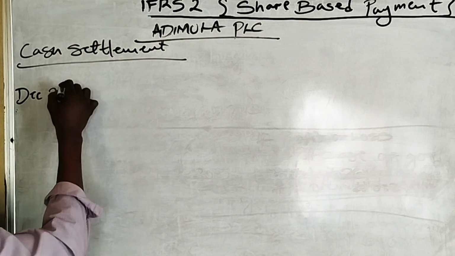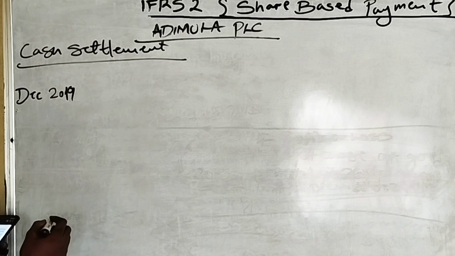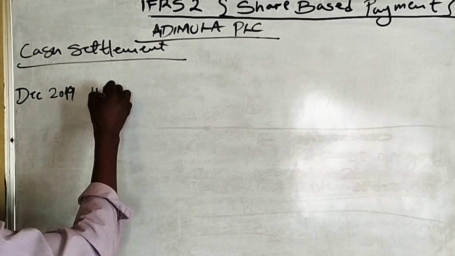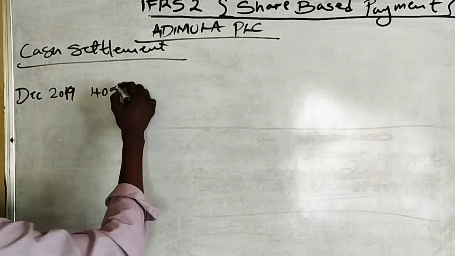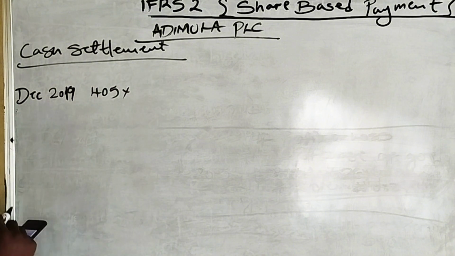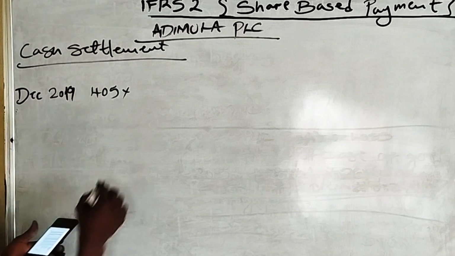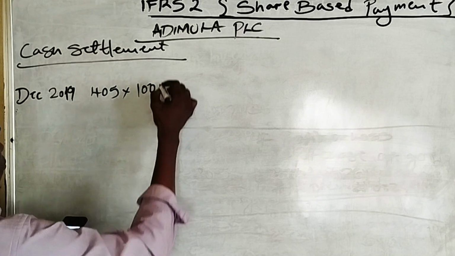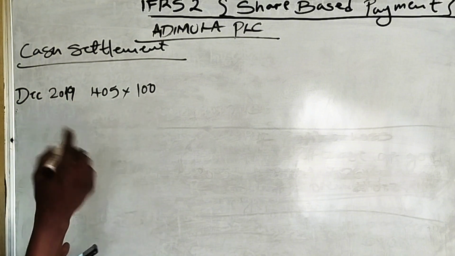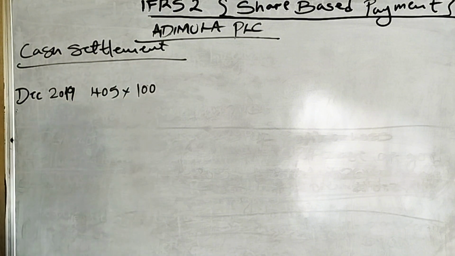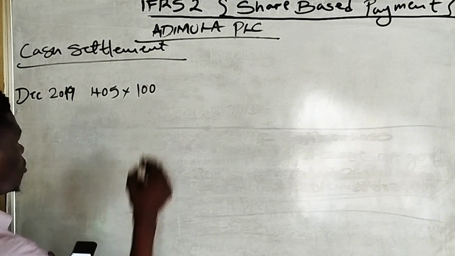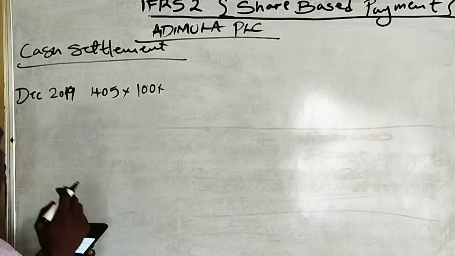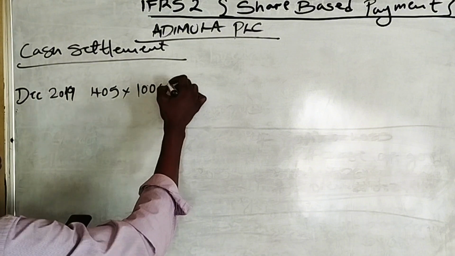So for December 2019, they said 405 employees actually vested. So 405, you don't need to do the computation again. So 405 multiplied by how many shares to each of these employees? Said 100 cash shares. So 405 employees out of 500. So multiply by 100 shares, then multiply by the fair value at December 2019, which is 15 naira.